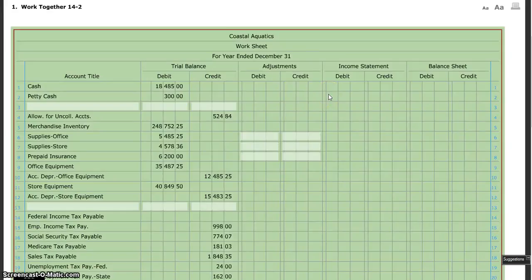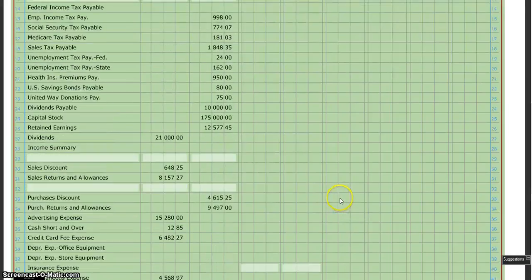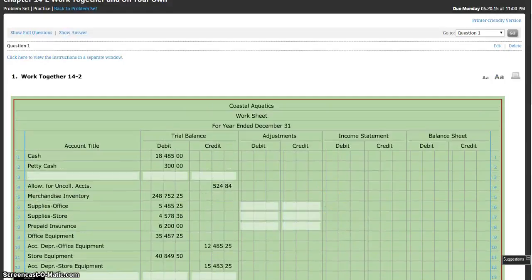In Work Together 14-2, we're given a partially completed worksheet for Coastal Aquatics, and this looks very similar to the one we did in Chapter 6, I believe. We have all the account titles, the trial balance, debit and credit. We have the adjustment columns, income statement columns, and the balance sheet. So we see that we have some blank lines that we have to fill in.